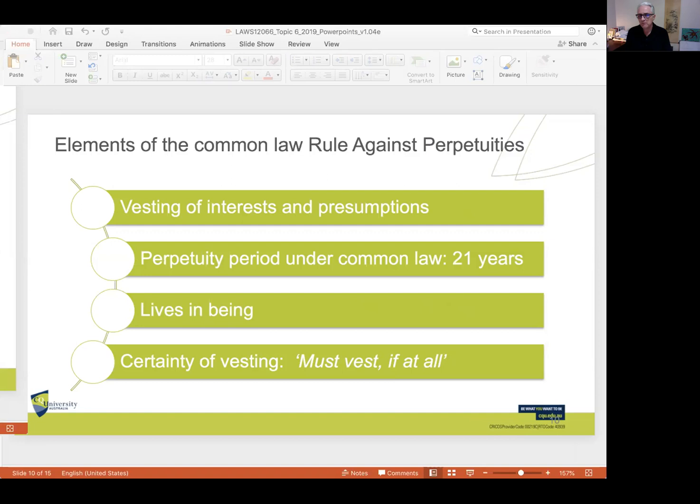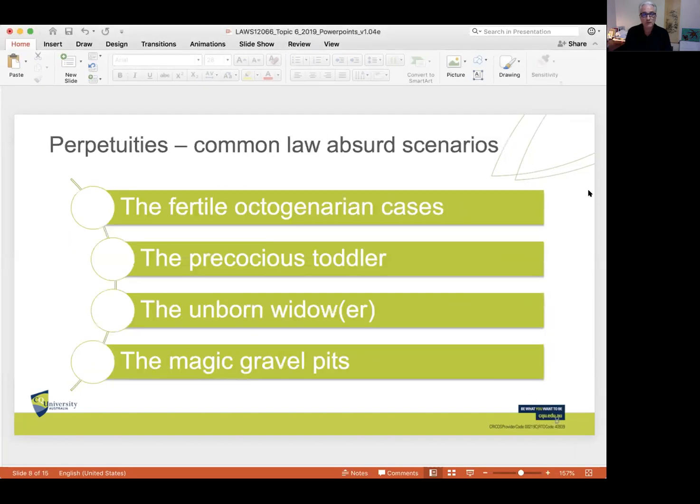That statement from the Air Jamaica case, that a gift is defeated if by any possibility, however remote, it may vest outside the perpetuity period, was what led to those common law absurd scenarios. However remote, it was the fertile octogenarian, the precocious toddler, the unborn widower, the magic gravel pits. These were situations that arose that led to that possibility, however remote, that the property may vest outside the perpetuity period, which was a life in being, the date of the gift plus 21 years. So that's where those absurd common law scenarios arose from.